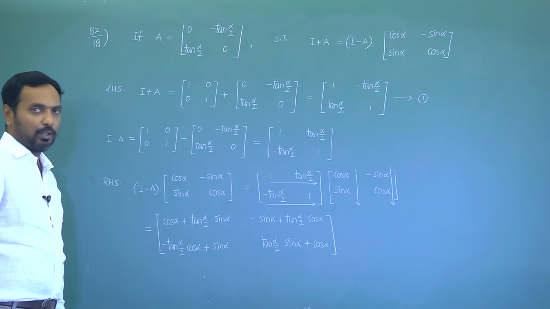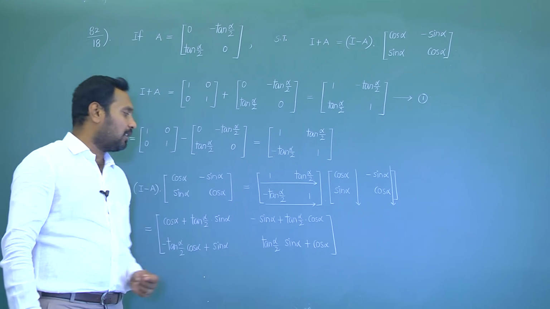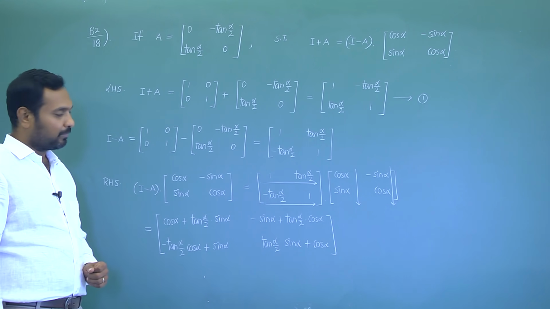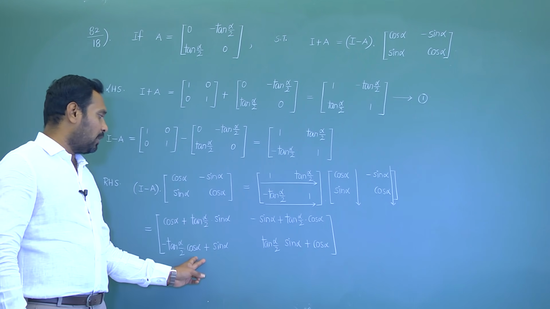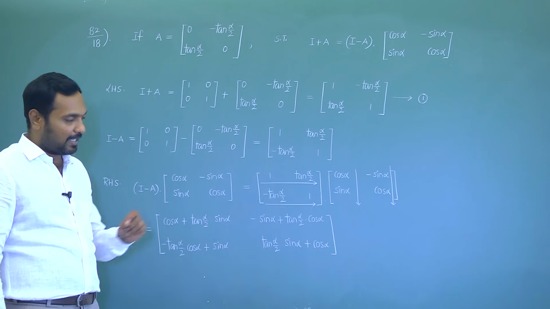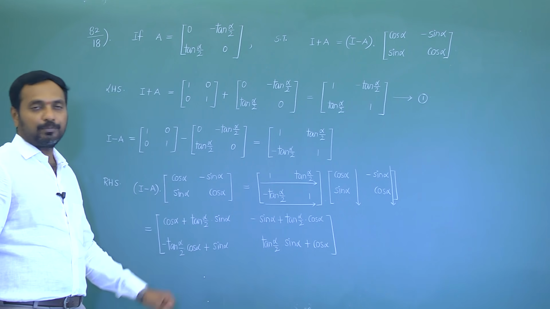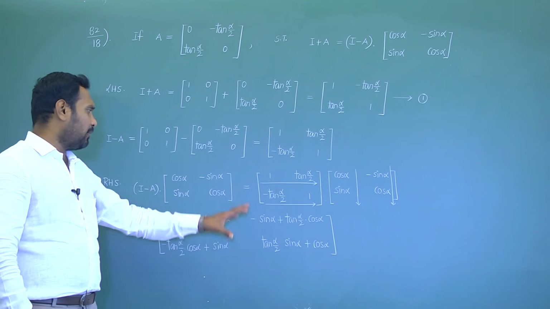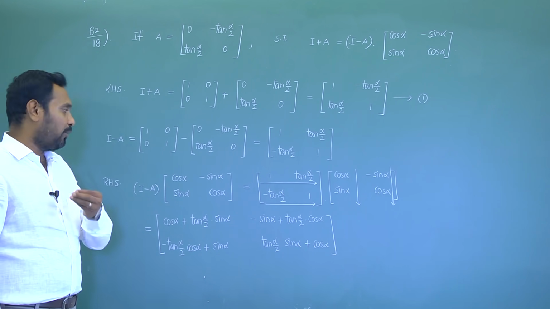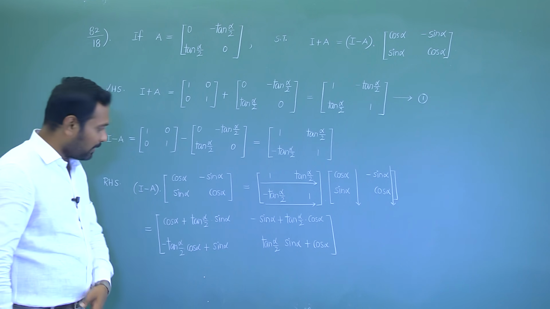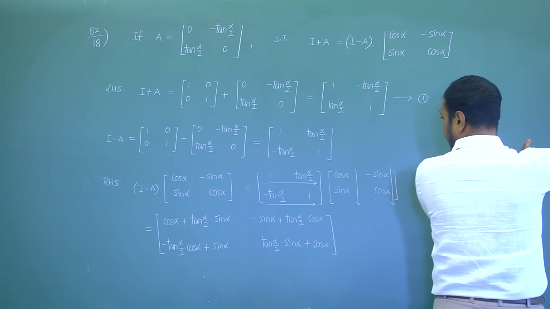If you observe carefully, the first row first column element and the second row second column element are the same. The first row second column element and the second row first column element differ in minus sign. If you take the minus common, you will get this form. So instead of calculating 4 different values, it is enough for us to calculate 2 values separately. Those 2 values I am calculating.